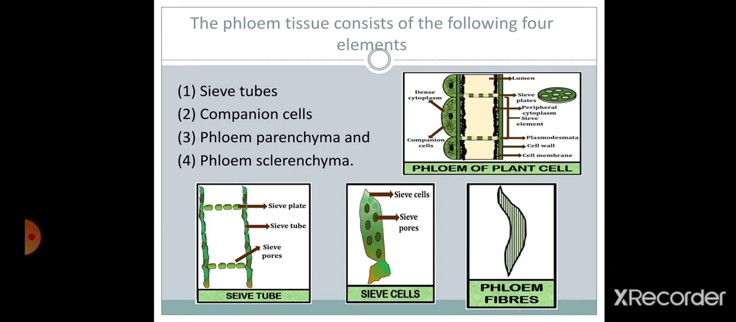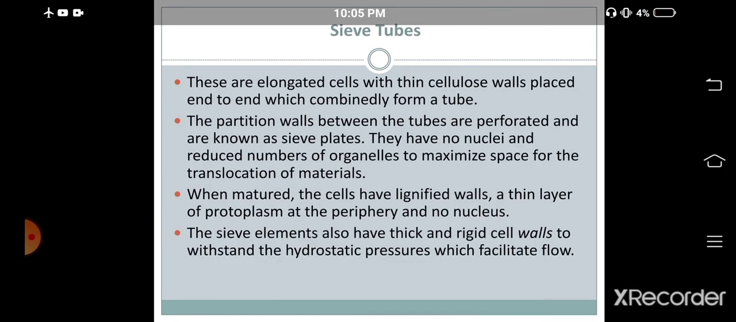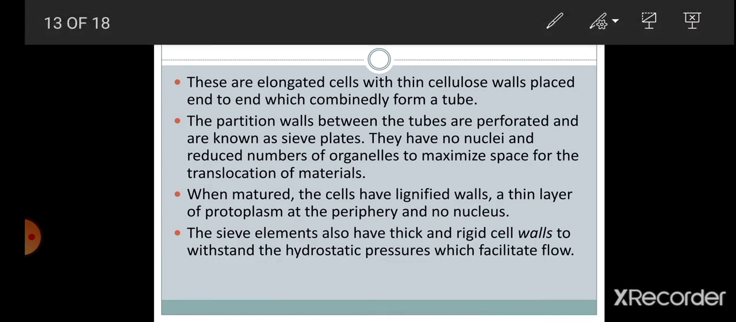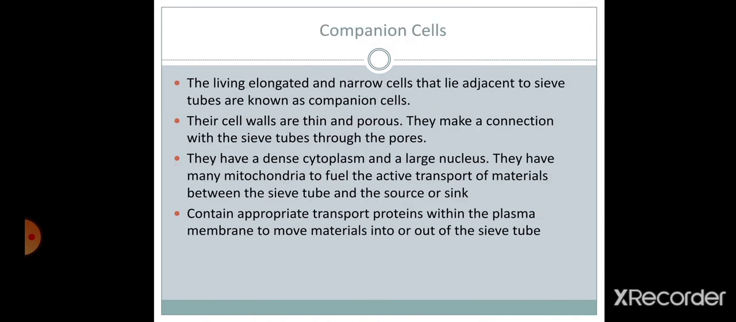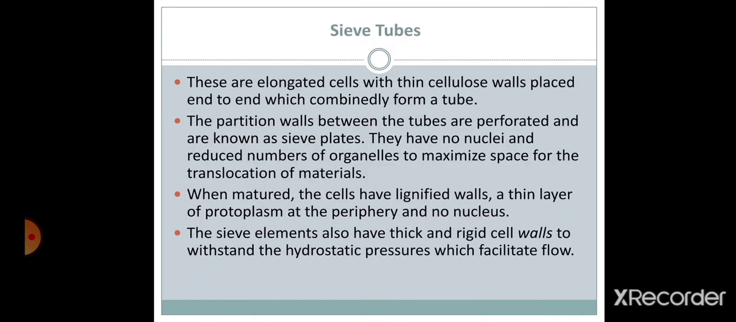Okay, so we will study one by one. The first one is sieve elements, that is the sieve tubes as well as the sieve cells. So what are sieve elements? Sieve elements were discovered by Hartig in 1837 as the conducting elements in the phloem. The sieve elements include sieve cells as well as sieve tubes.